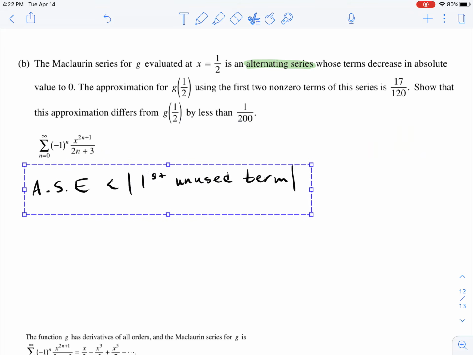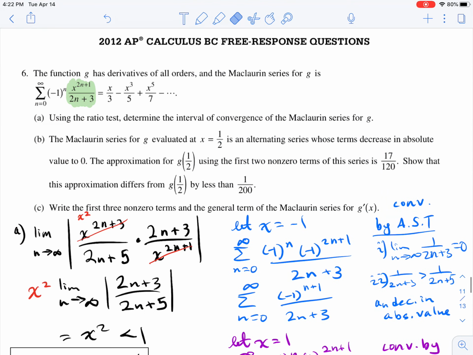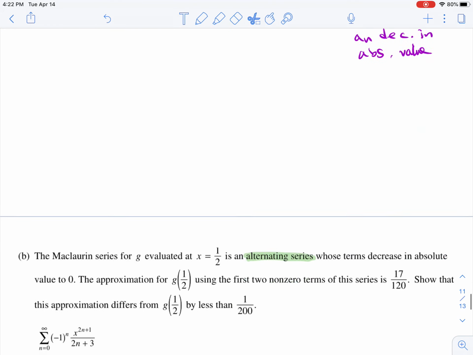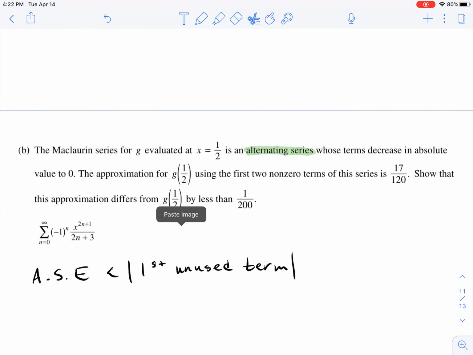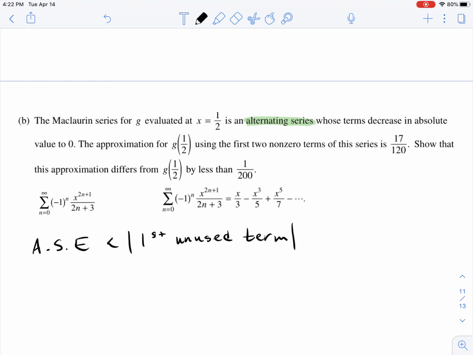So let me actually bring this down just so that we can have the series here in front of us. All right, so now that we have this here, we're told that we're using the first two non-zero terms. So that means our first unused term would then be this term right over here. Okay, that is our first term after the first two non-zero terms.